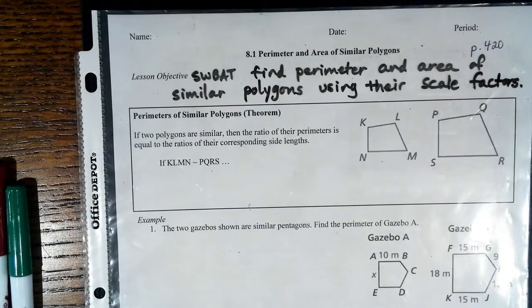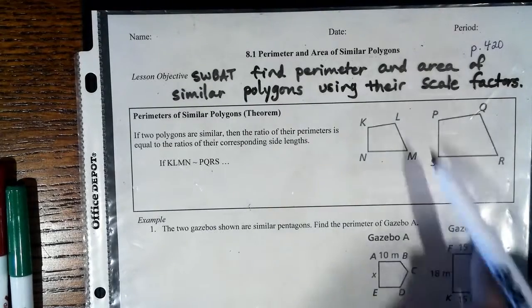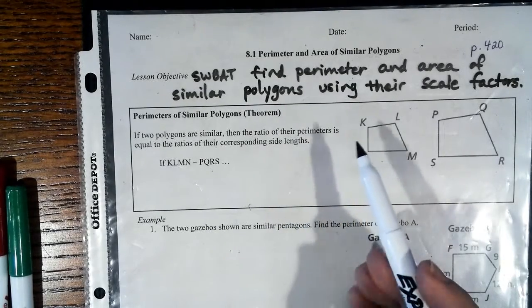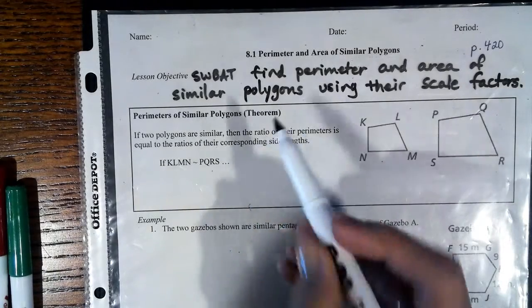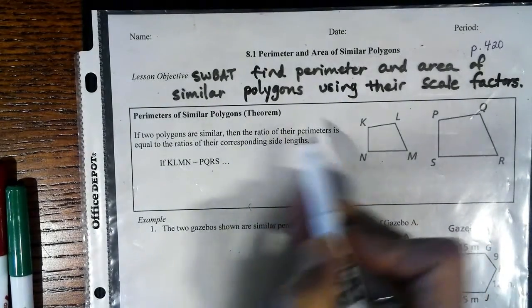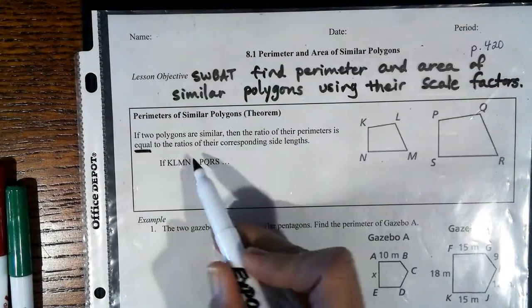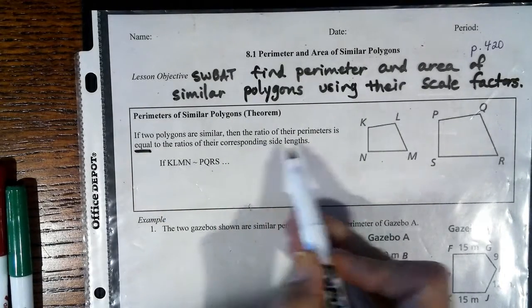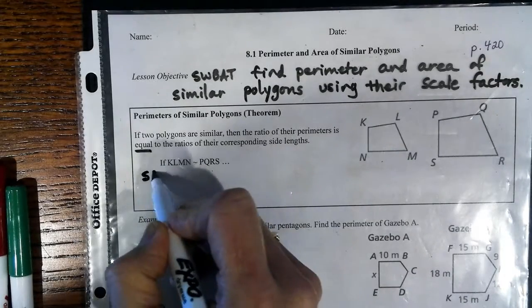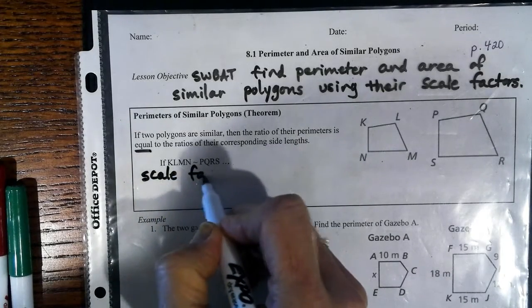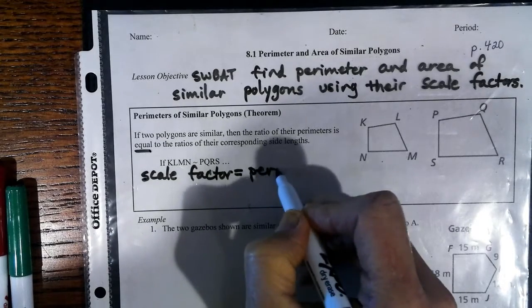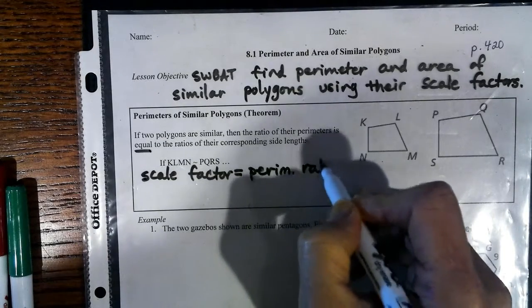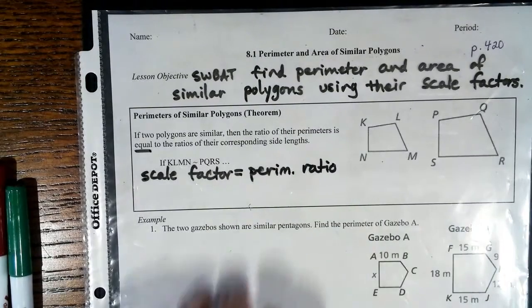So here we go. Hopefully this will sound familiar. The Perimeters of Similar Polygons Theorem says if they're similar, then the ratio of their perimeters is equal to the ratio of their corresponding side lengths. So I'm going to write this out. The scale factor is equal to the perimeter ratio. We're going to use that to solve some other problems.